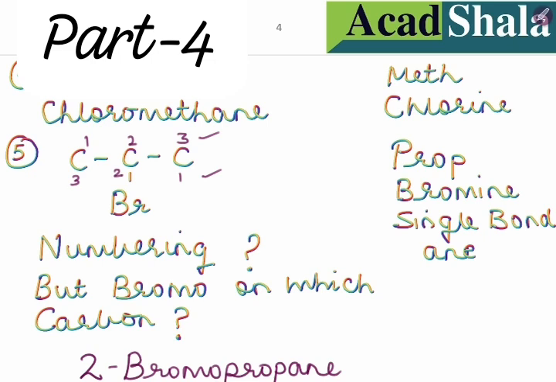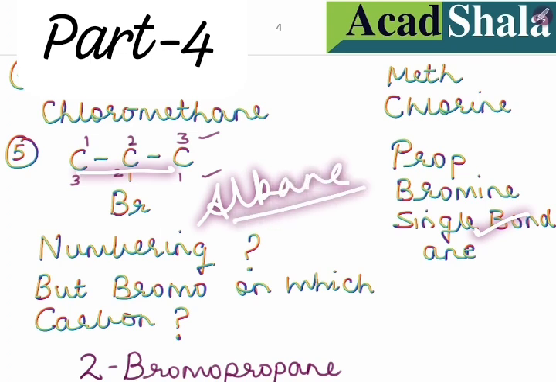Clear, children? Now the next one has three carbons. The three carbons mean which root word? Prop. What is attached to it? Bromo. Okay, I have written it here. It has a single bond, and a single bond means this is an alkane. So the suffix will be ane. Right, I have written it.